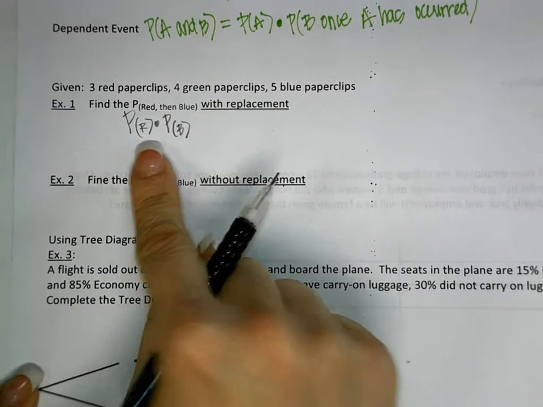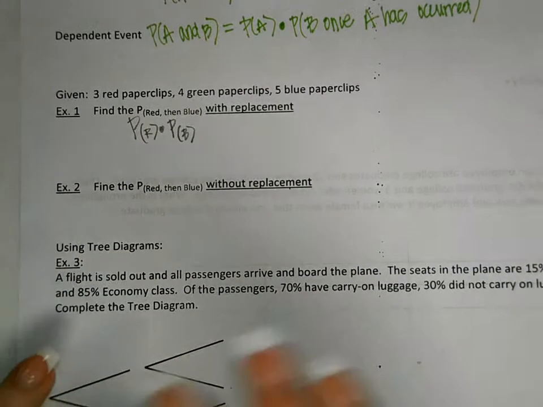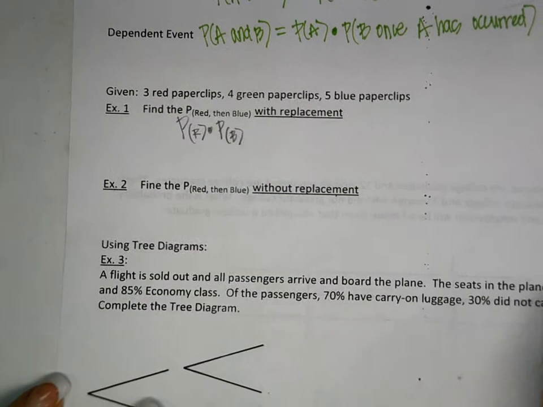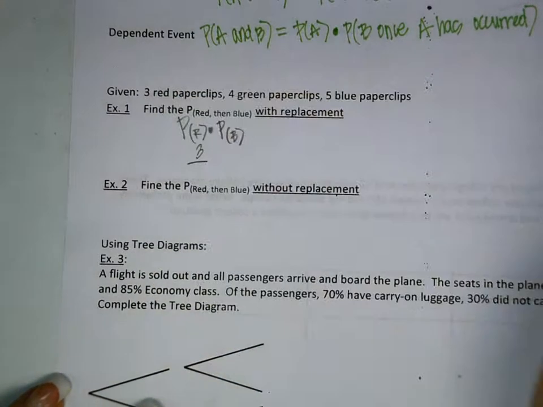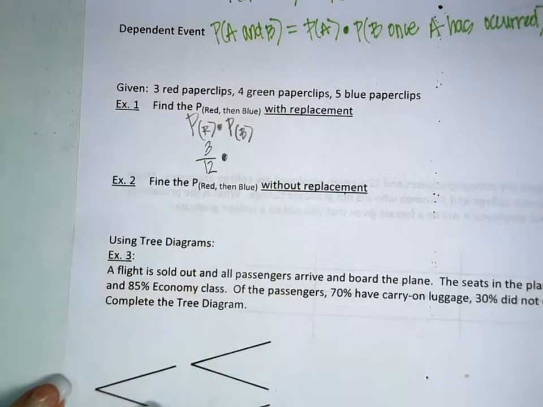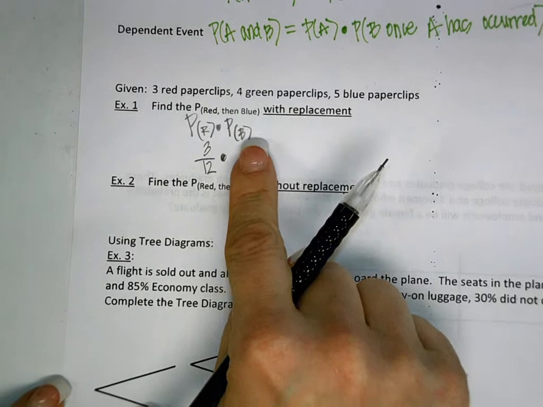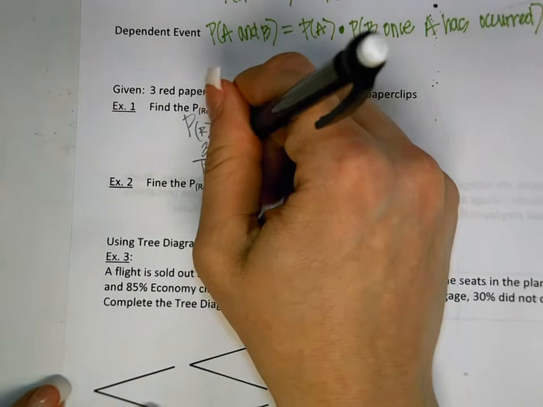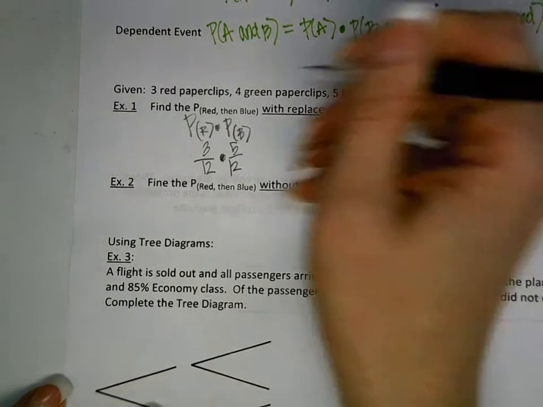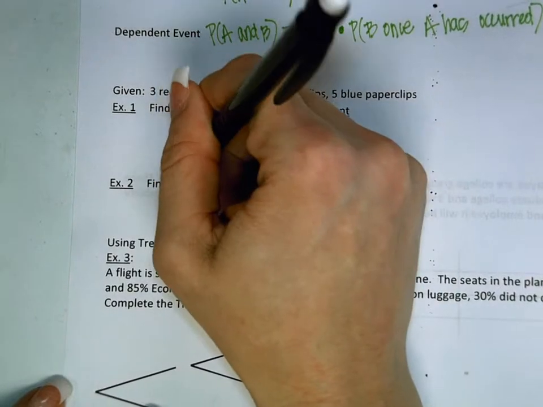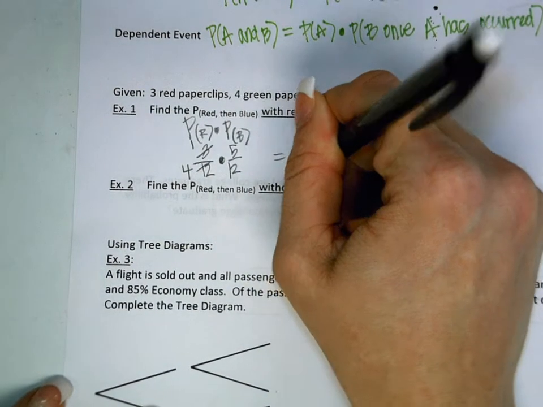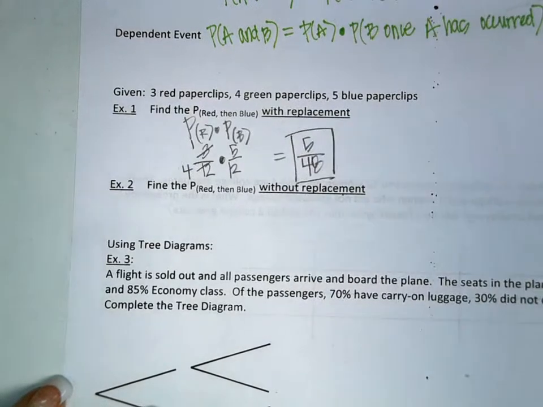So what is the probability that the first paper clip I pick out of my box is a red paper clip? How many red paper clips are there? 3 out of a total of what? Add these together, 12. Multiplied by, now if I put that back, what's the probability that I will pick a blue paper clip next? 5 out of 12. I don't care if you reduce first or if you reduce later. Personally, a little bit easier if I reduce first. So that reduces to 1/4. Multiply across the top. 5 over 48. That is your answer.